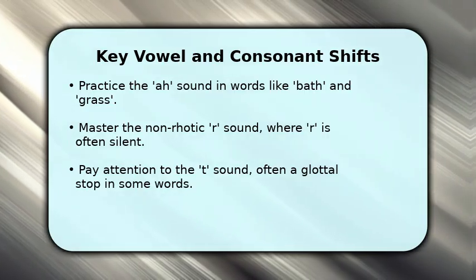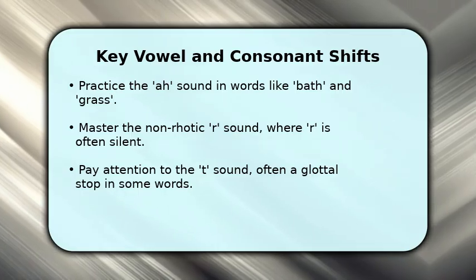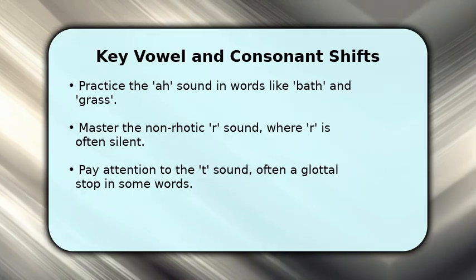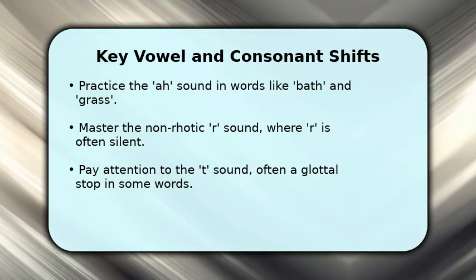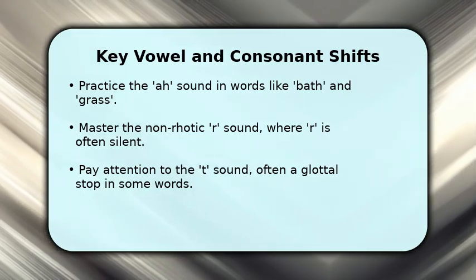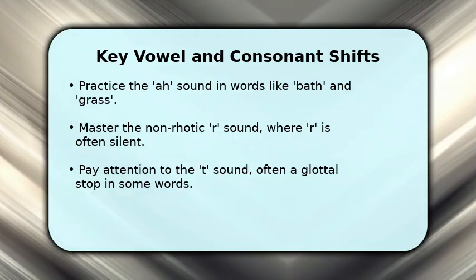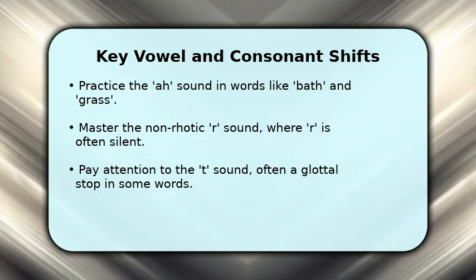A key feature is the broad A sound, as heard in words like bath or dance, which is pronounced more like ah. Also, the non-rhotic R is vital. You typically won't roll or strongly pronounce the R at the end of words or before consonants. For instance, car becomes ka. Additionally, the T sound can sometimes be a glottal stop, as in butter, which sounds like boo-er.